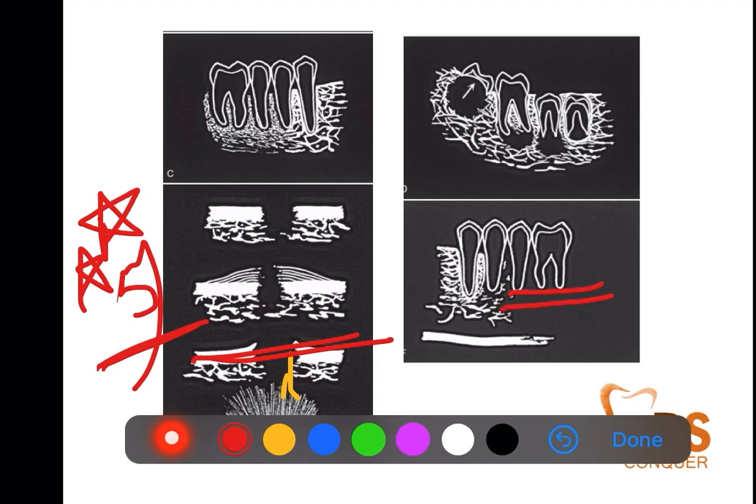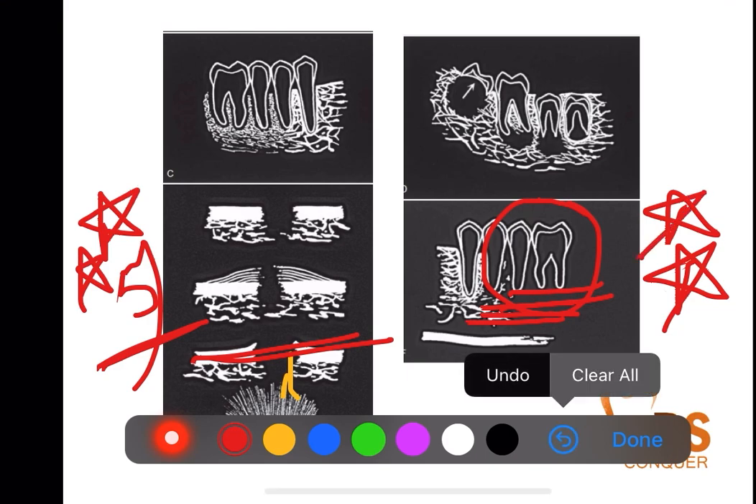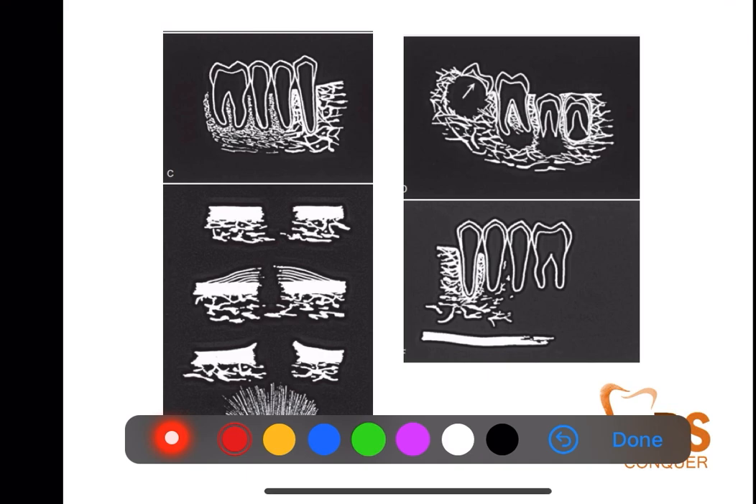Okay, and in this picture, if you see, there is severe bone destruction and the teeth appear to be floating. This is also one of the important findings of a malignancy which occurs in the jaw. So there is severe bone destruction and the teeth appear to be floating. Okay, so it will be like floating teeth. So all these are the different findings of malignancies which can be depicted in a radiograph.